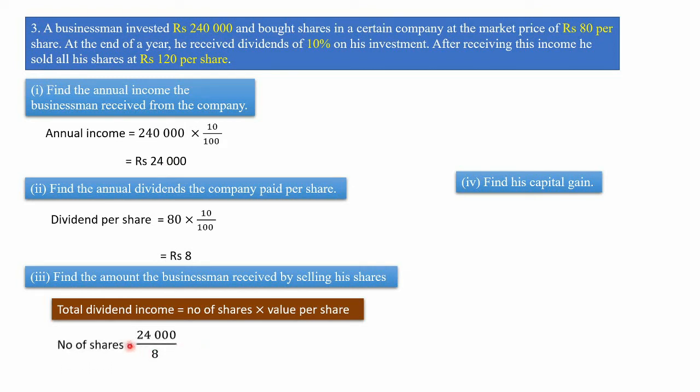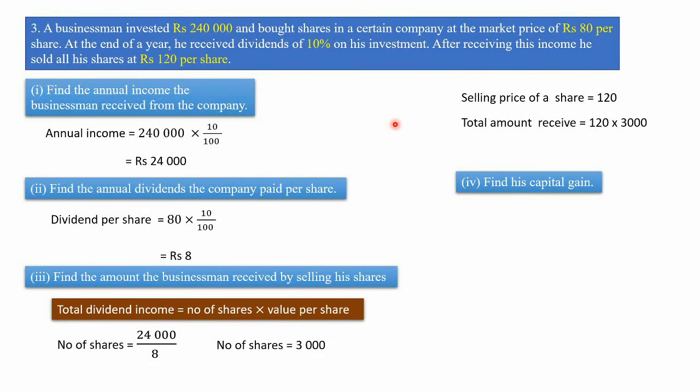You get this? This is the total income by shares. This one is the value per share. So if you divide 24,000 by 8, it comes to 3,000. Now you know the number of shares is 3,000. Per share 120 rupees. So how do you find the total income? 120 multiplied by 3,000. This is the selling price of the shares. 3,000 multiplied by 120. Value is 360,000. 360,000 is the total income.